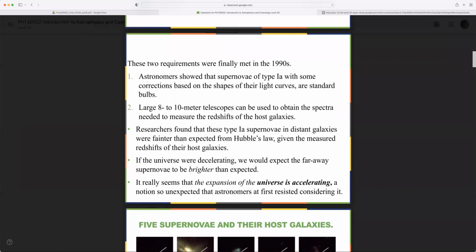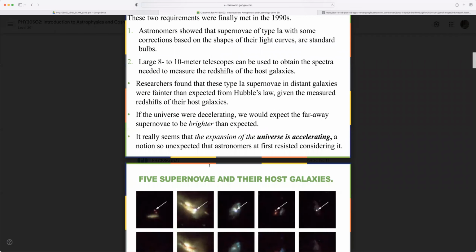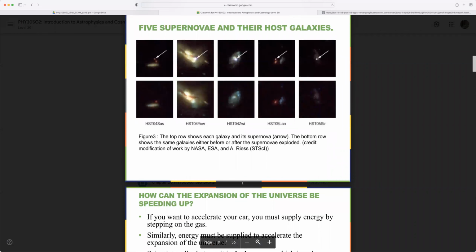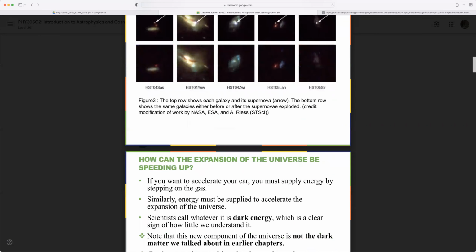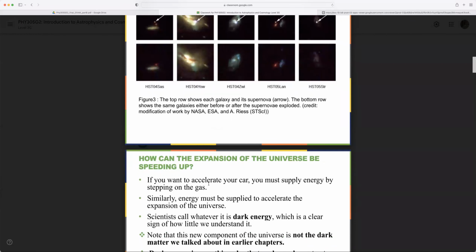Now, this made a question mark in everyone's mind, because if the expansion of our universe is accelerating instead of slowing down, there should be some kind of force that drives this, right? And we know for sure that it is not the gravitational force. Because the universe is accelerating, this made a huge question mark in everyone's mind, right? And you can see in this image how they used type 1A supernovae to measure this accelerating universe. So that's the question that I have asked there.